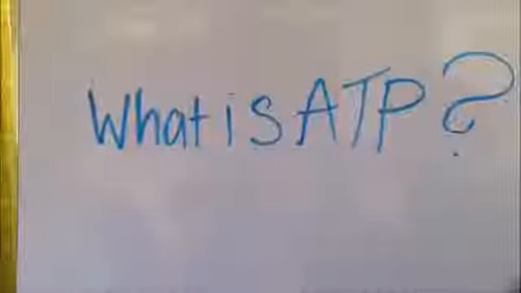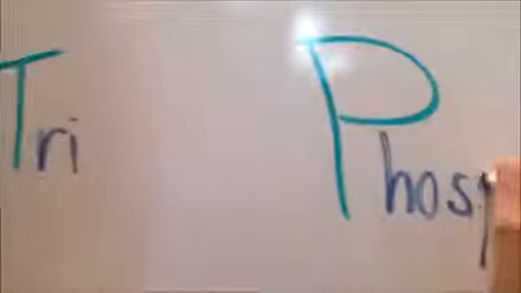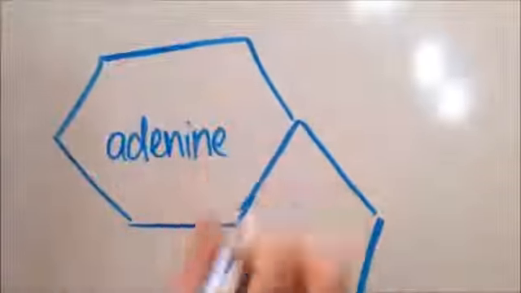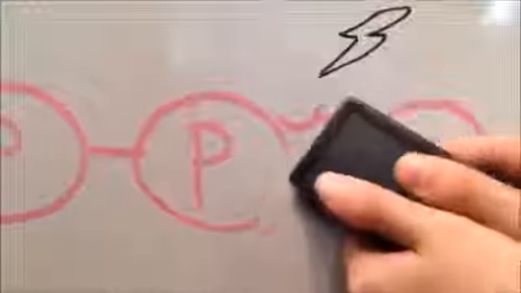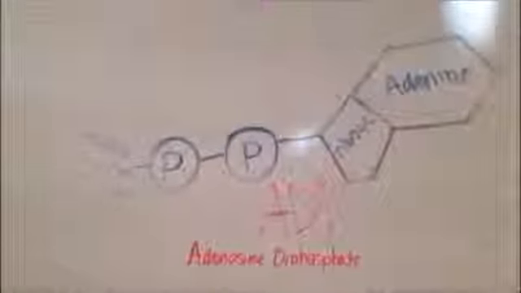What is ATP? ATP stands for adenosine triphosphate, which is made up of adenine, a 5-carbon sugar called ribose, and 3 phosphate groups. The bond between the second and third phosphates is very weak. When the bond is broken, energy is released, creating the molecule ADP. ADP, adenosine diphosphate, only has 2 phosphate groups.